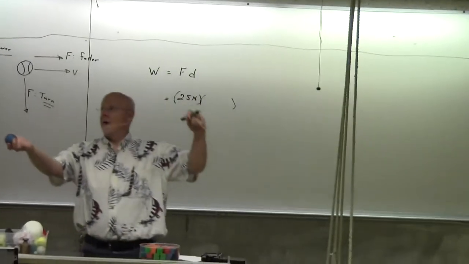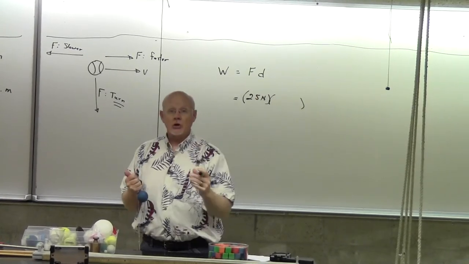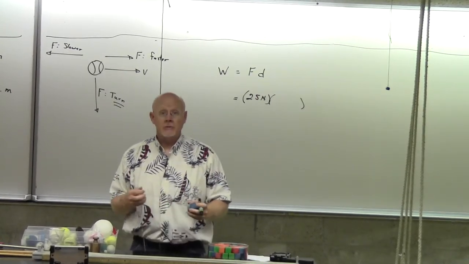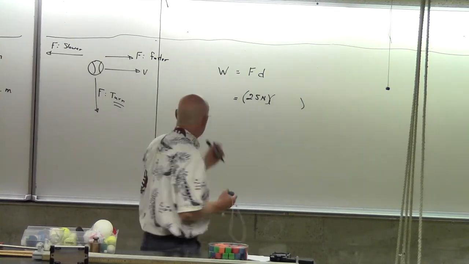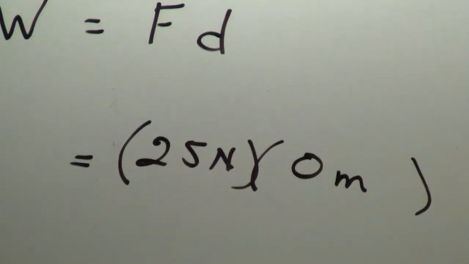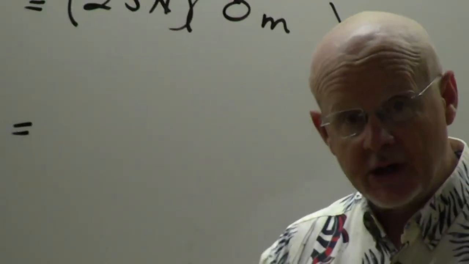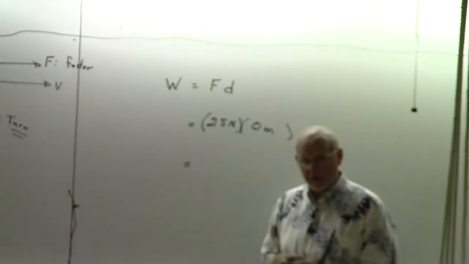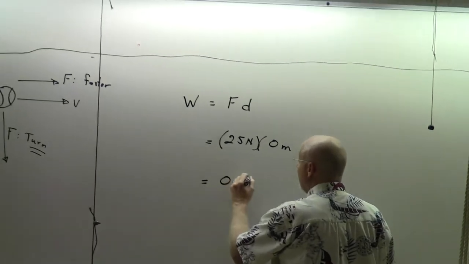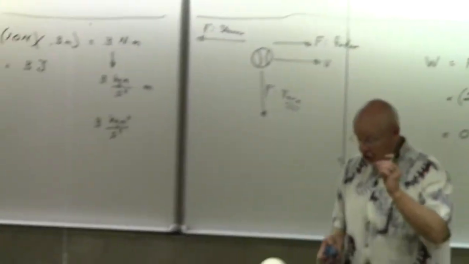You see, if this goes all the way around in a circle, and I'm just going to visualize this, this circle looks to me like about 3 meters. But that's not what I put in the equation. I don't put 3 meters, because it is the distance in the direction of the force. The force is radially inward. The distance it moves is along the circumference. And so the amount of work is 0 joules. Did you catch that little subtlety?